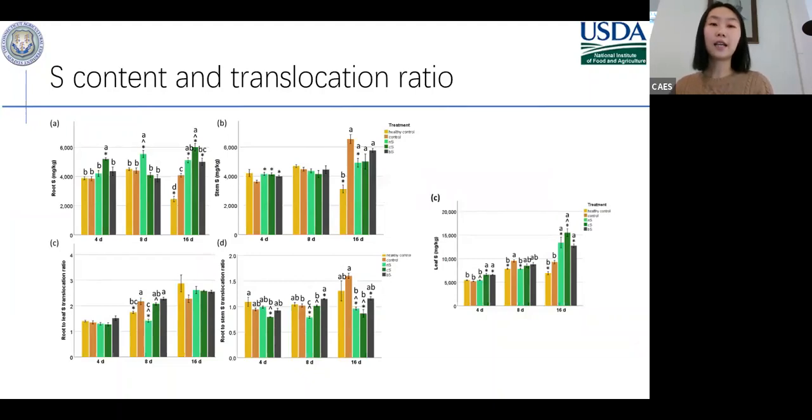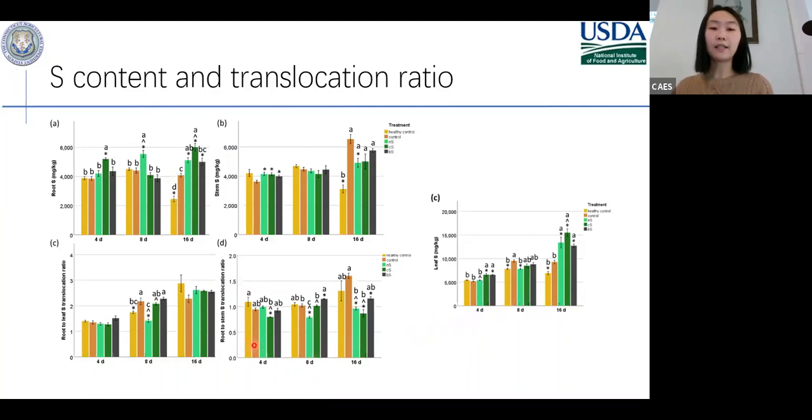The sulfur content and translocation ratio were analyzed by ICP-OES, and from this graph we could see that disease had no impact on the root sulfur content at day 4 and day 8, but by harvest, I mean at day 16, the diseased root sulfur content was 40% greater than the healthy control. And all the sulfur treatments increased the root sulfur content at 16 days, although the nanoscaled sulfur treatment increased those levels more rapidly.